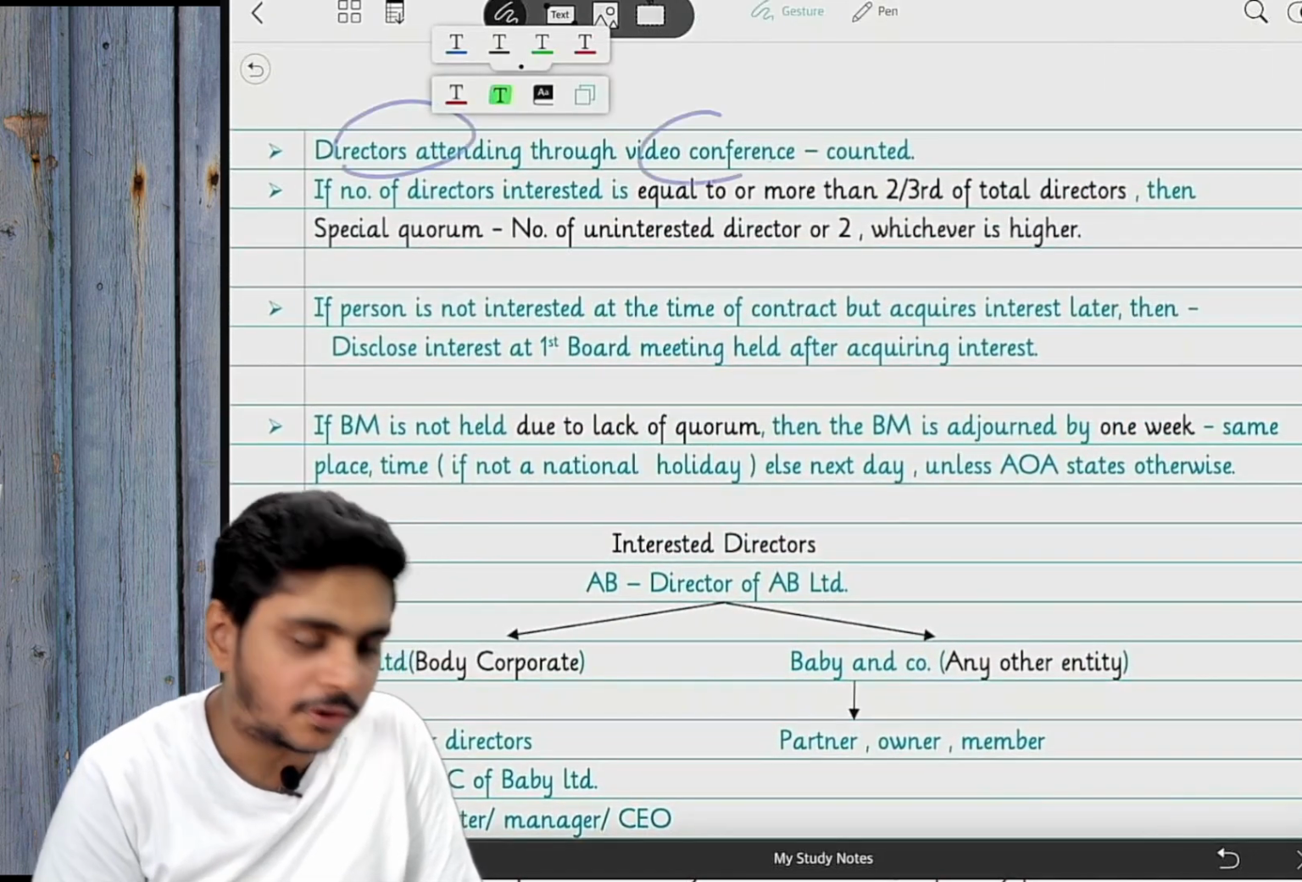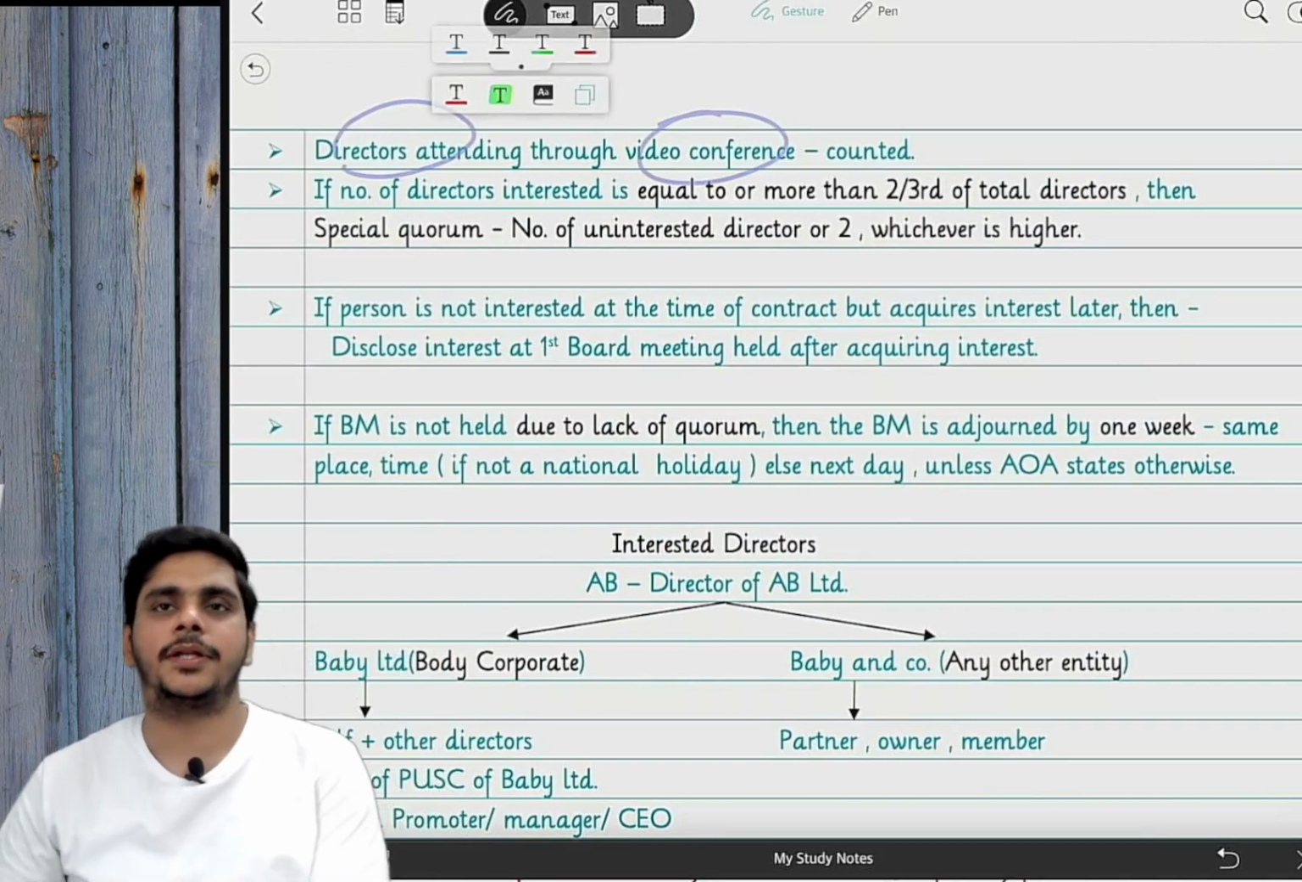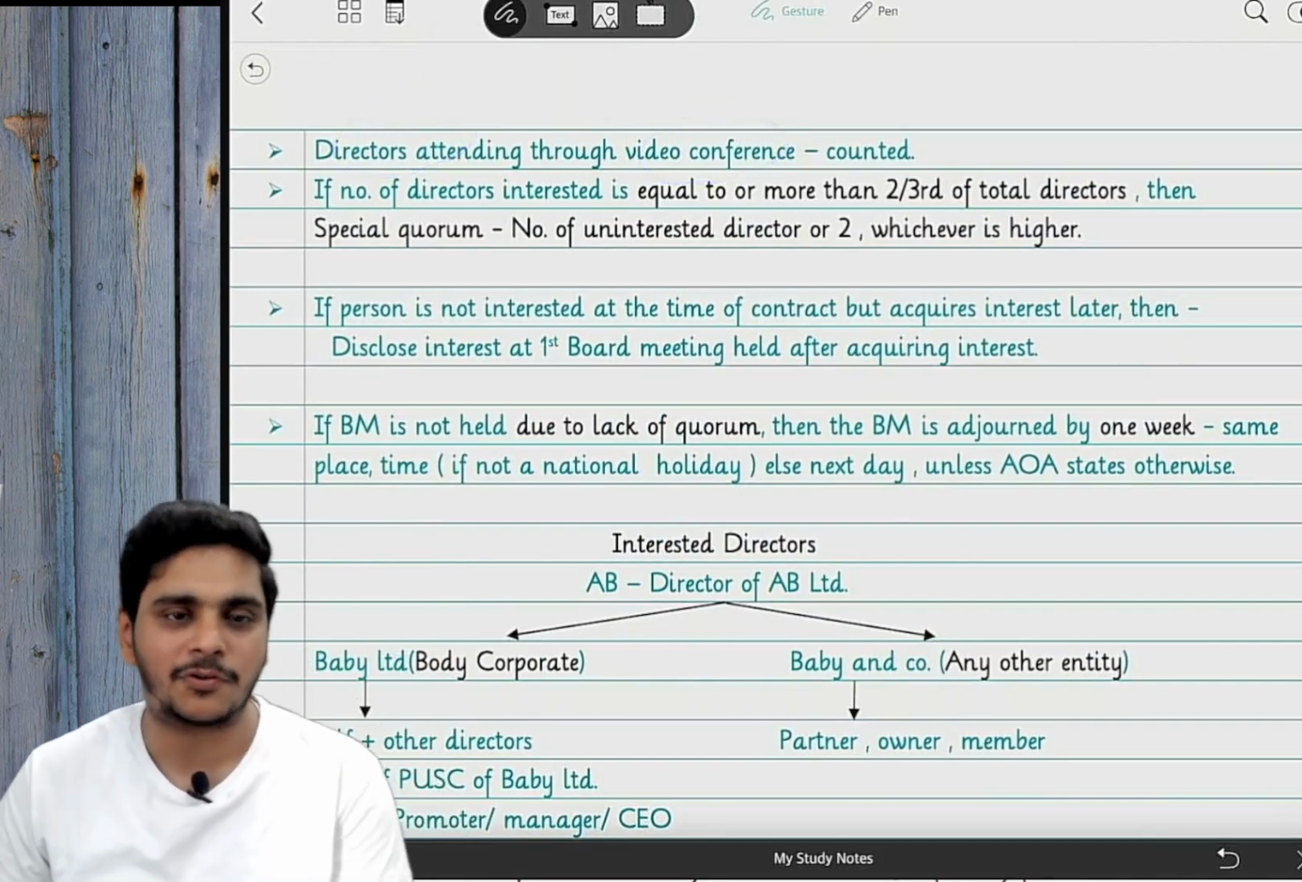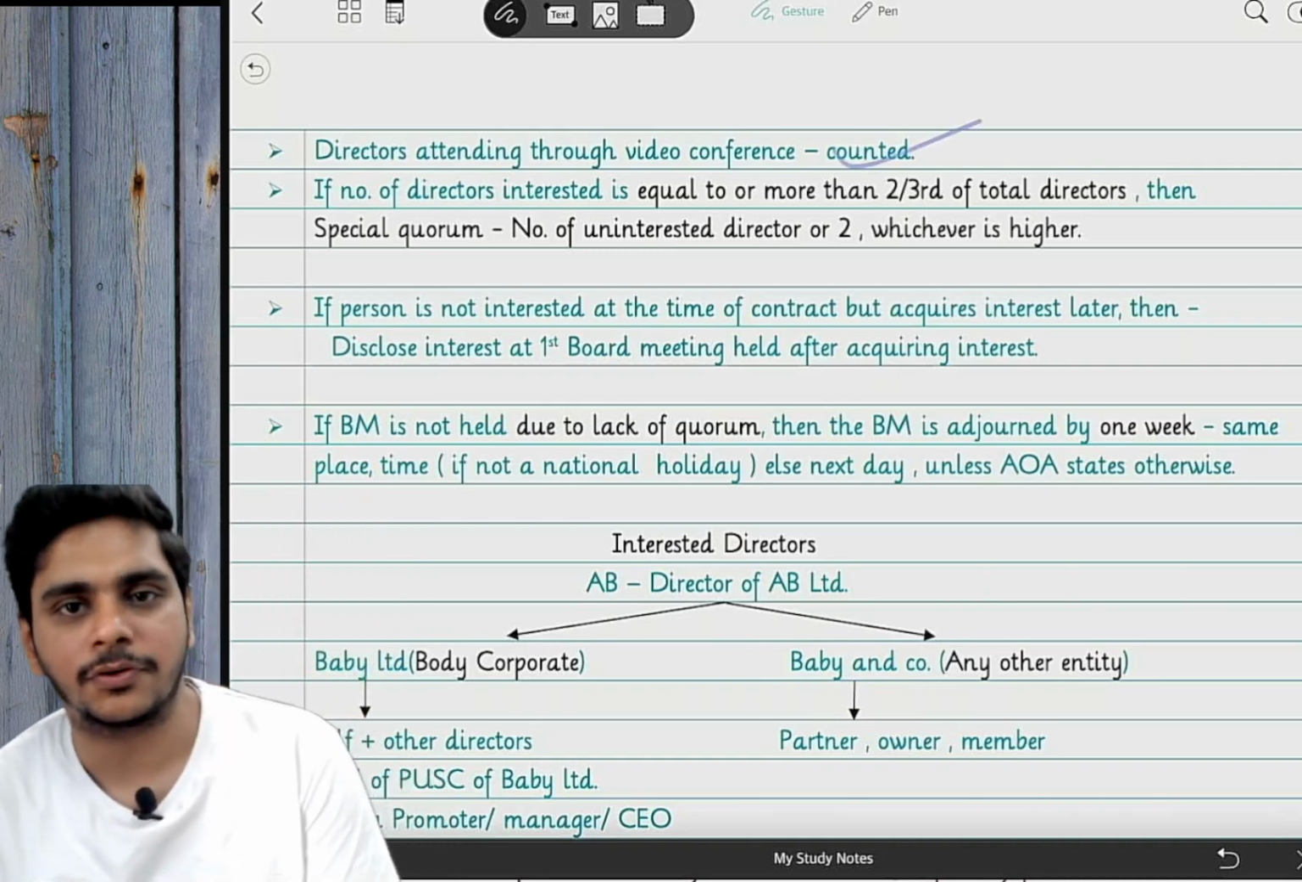Directors who are attending through video conferencing, people who have joined us through Zoom meeting or a Google Meet, will also be counted for quorum. That's logical. They will also be counted for quorum.